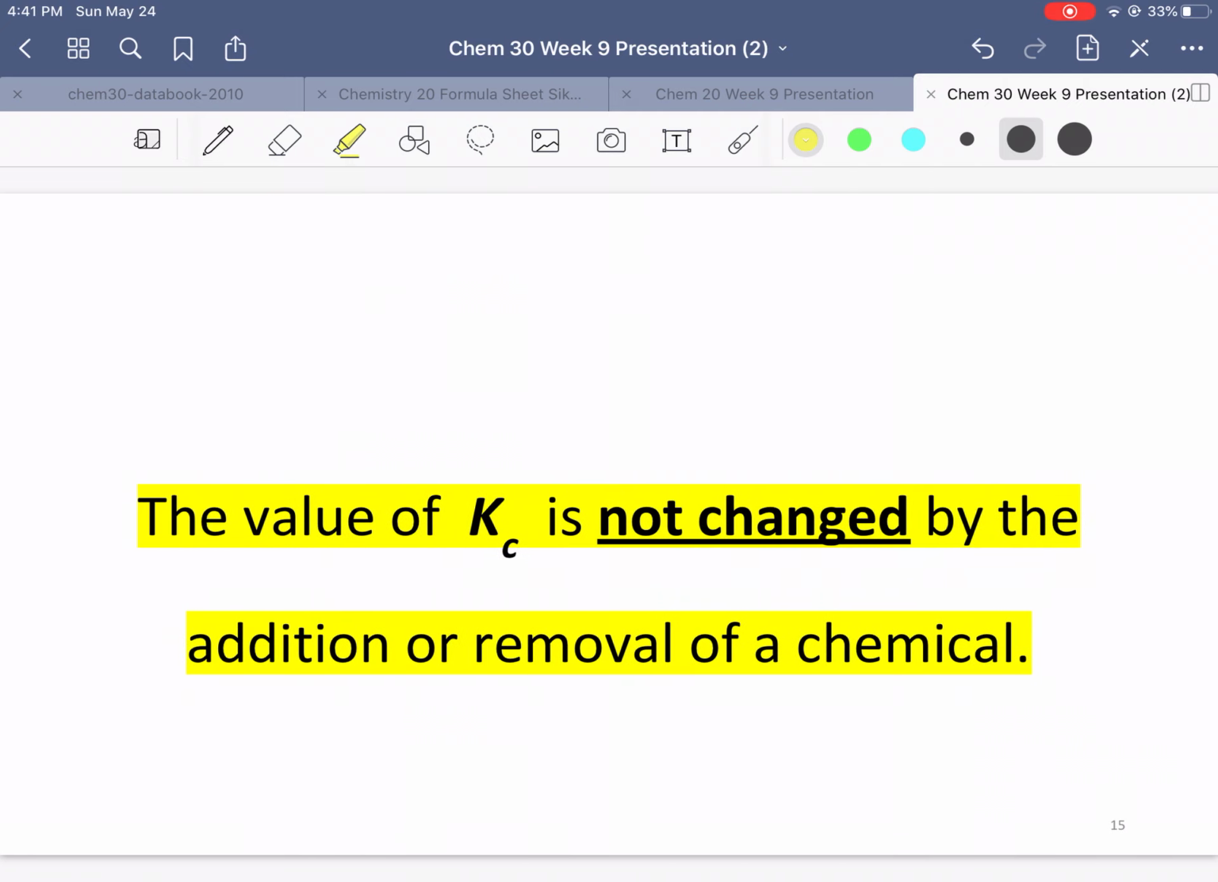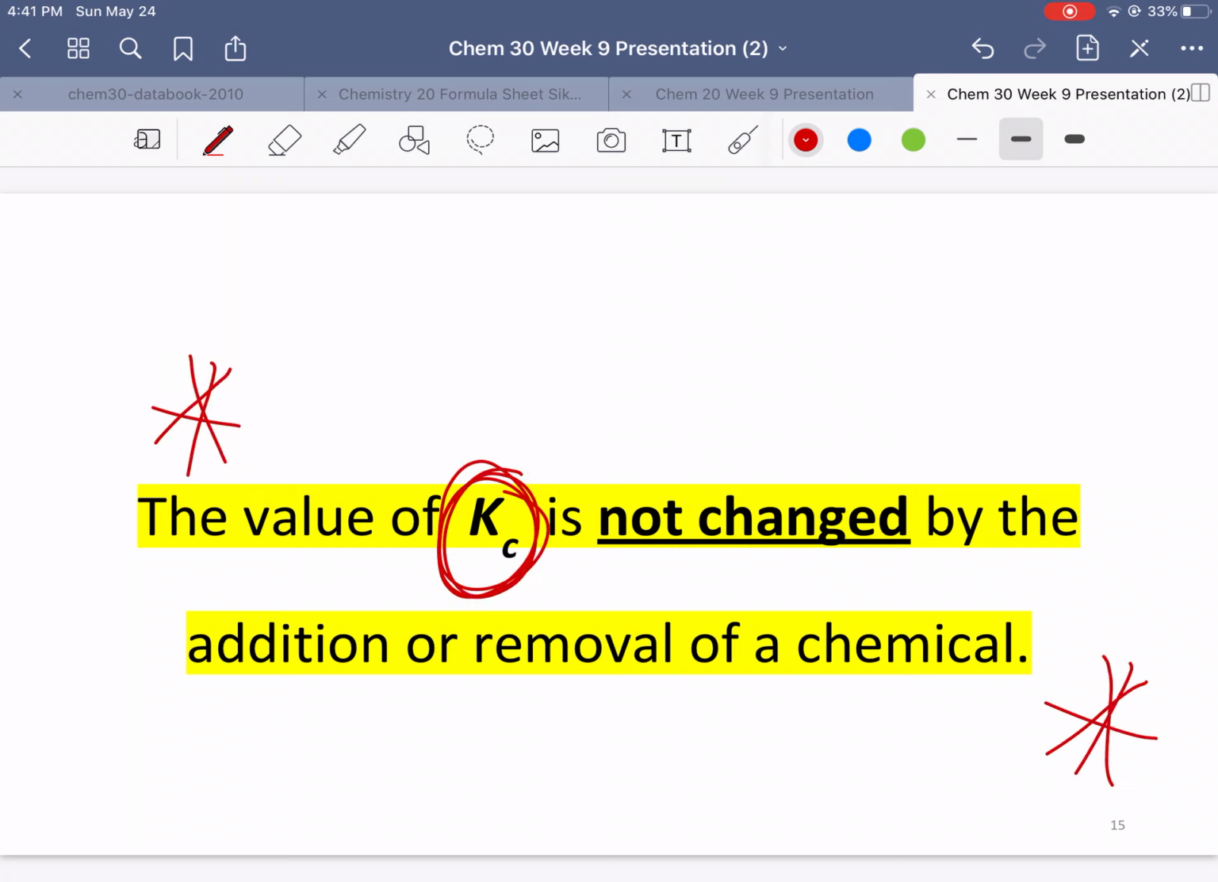Now, please take note. Don't lose sight of this. The actual value of the equilibrium constant doesn't actually change by the removal or addition of the chemical. Yes, the concentrations of each entity can change, but proportionately they will remain the same. So when we work out the equilibrium law and the equilibrium constant, that value doesn't vary with a change in concentration, which by definition is the addition or removal of those chemicals.